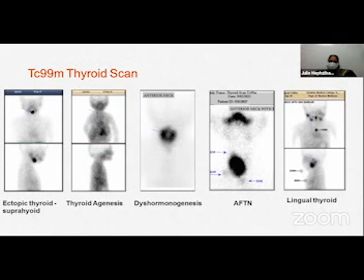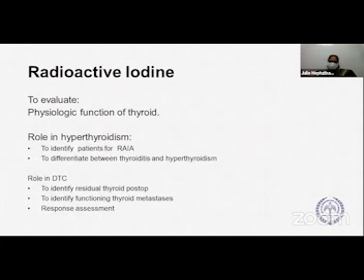and the lingual thyroid. As you can see, as I put the marker there, you can see that both in the anterior and in the lateral view, I've put the marker for the lingual thyroid. All this can be done with the technetium thyroid scan.